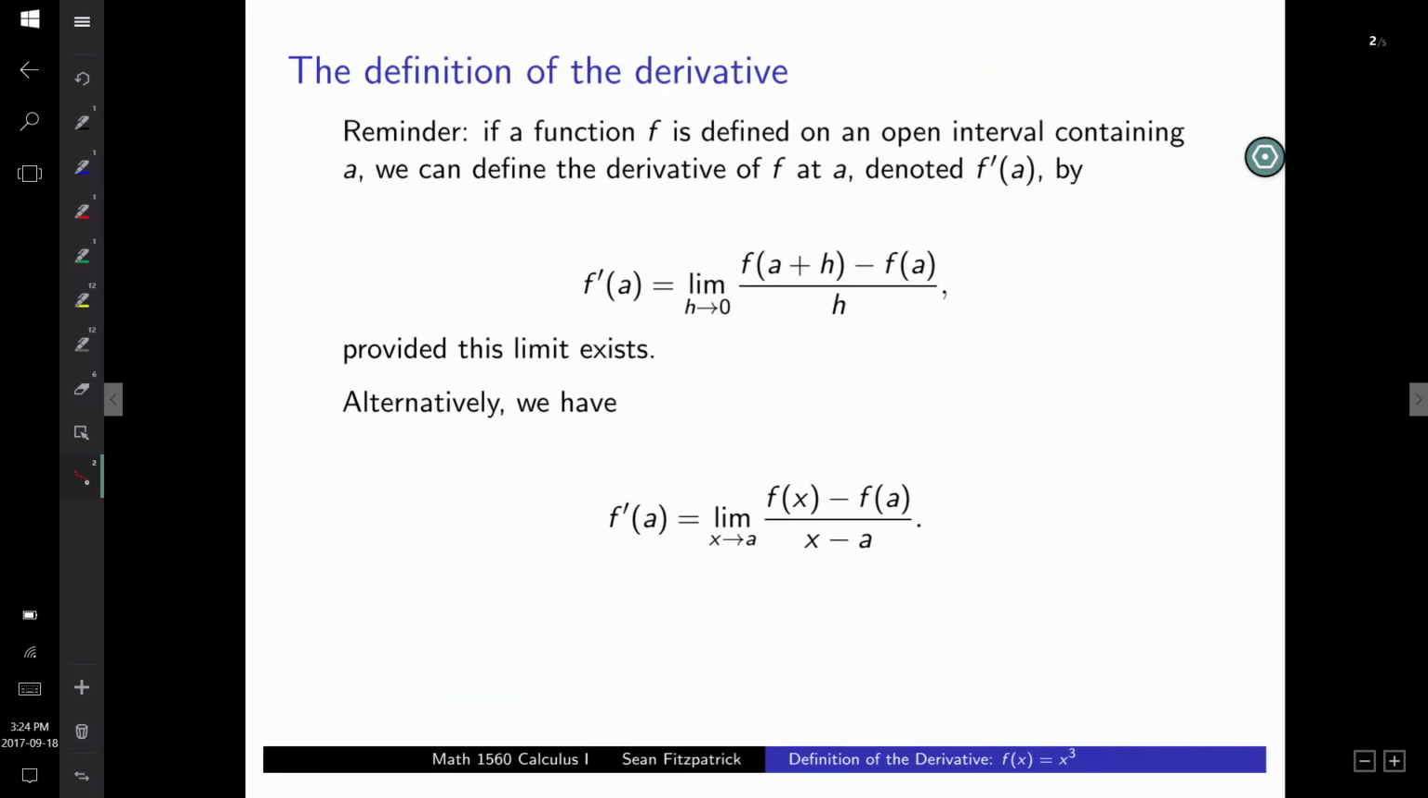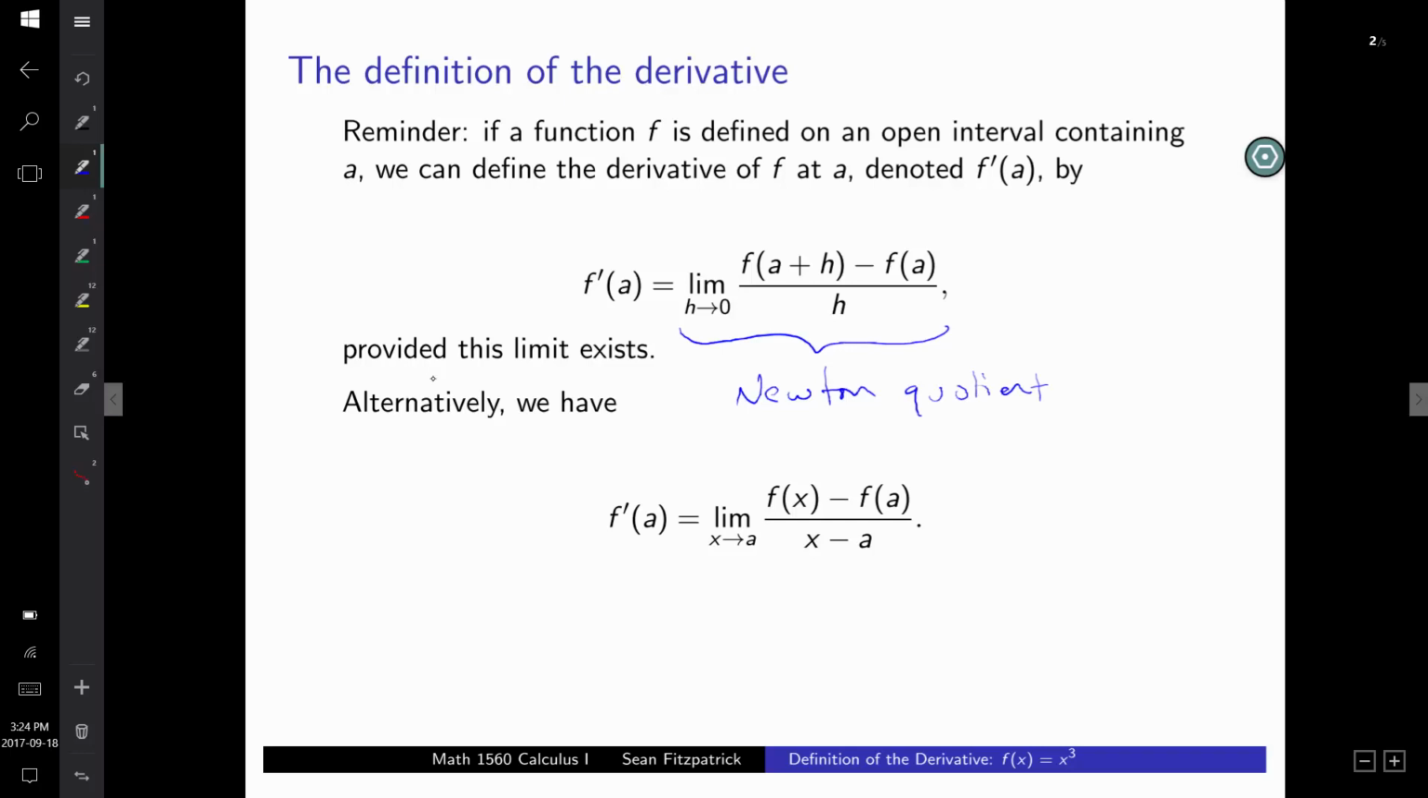Now, just a reminder from the previous video, we went over the definition of the derivative. This is at a point, and of course if I want the derivative as a function, I just replace a here by x and think of x as a variable. So we have these two different definitions that we can use to calculate the derivative. This one here is the more common version. This is the difference quotient. It's sometimes also called the Newton quotient. That's the one that generally we work with.